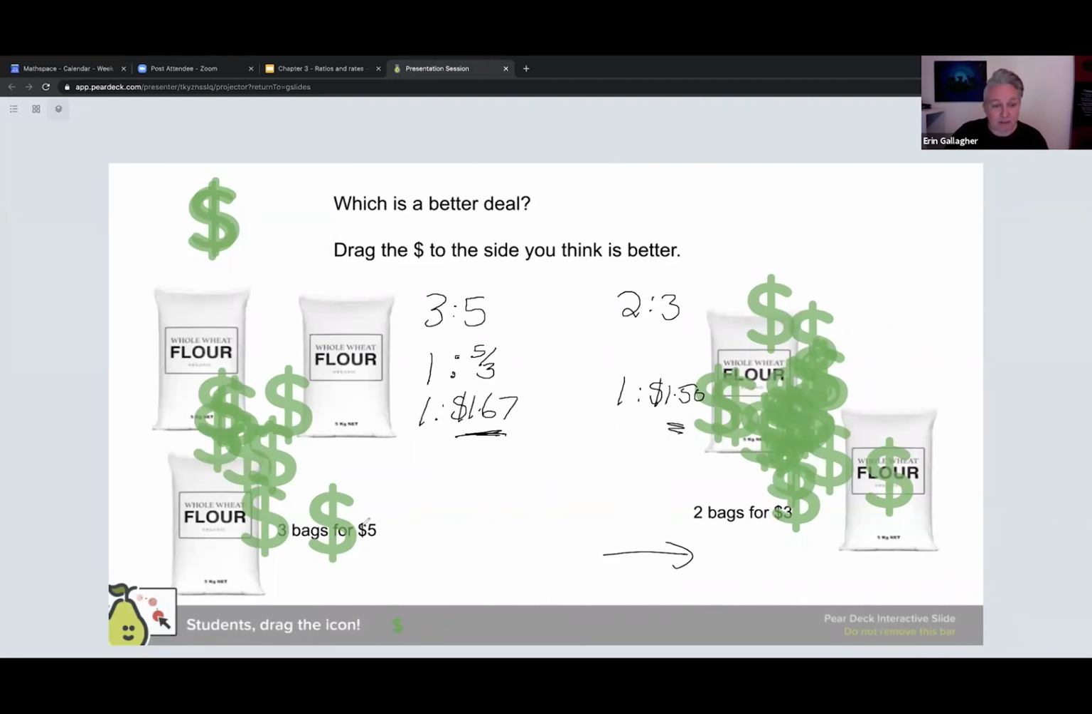But if you did have the time to think about it a bit more clearly, or you had this idea about ratios, this is where ratios can be really helpful, because we can go, oh, well, on this side, each bag was $1.67. But on this side, 1 bag was only $1.50. So even though they're selling it as 3 bags for $5 and it sounds like a good deal, not necessarily always is the best deal.